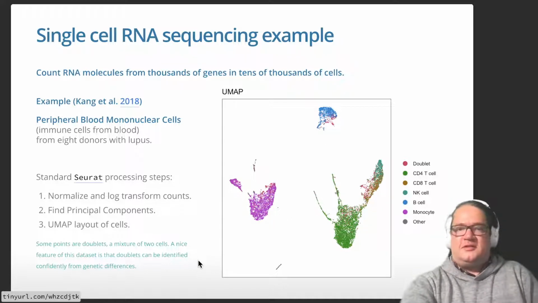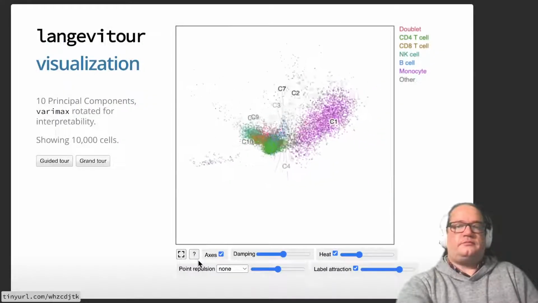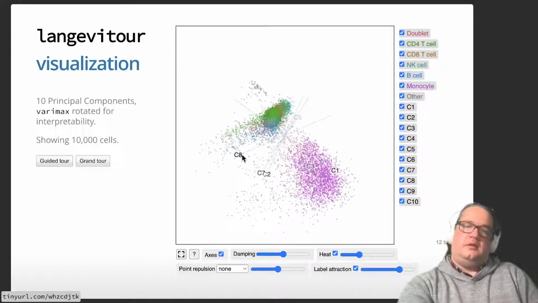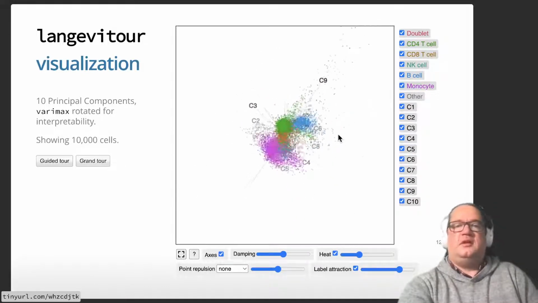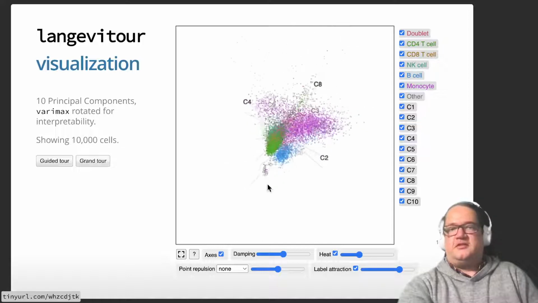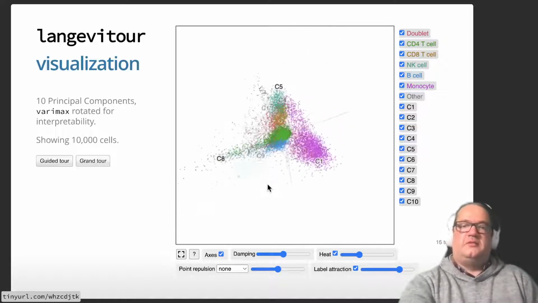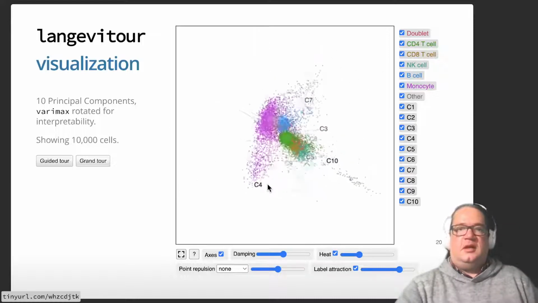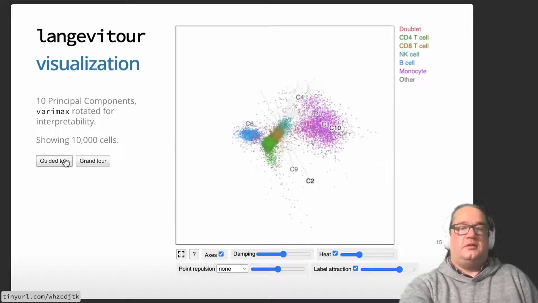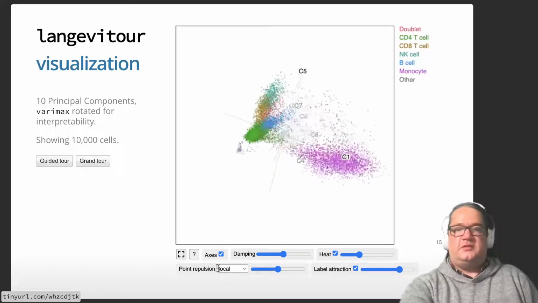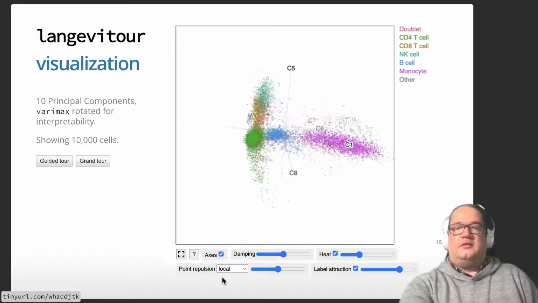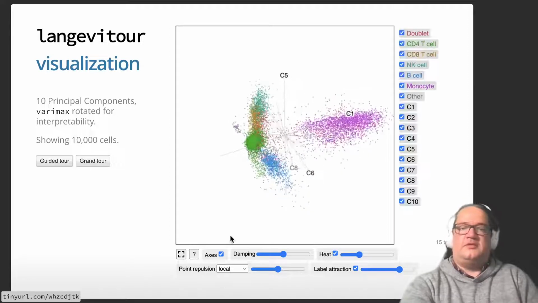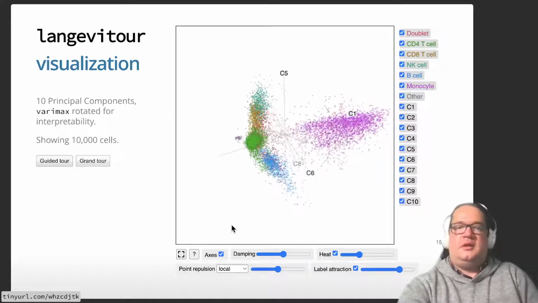So now let's look at this in Langevitour. And so it's quite a lot fuzzier. This is the Grand Tour mode. We could sit here and sort of soak in the structure of the data a bit. Or maybe we can go to guided tour mode. And it tries to find a nice layout of the data. Though possibly not quite as nice as the UMAP.